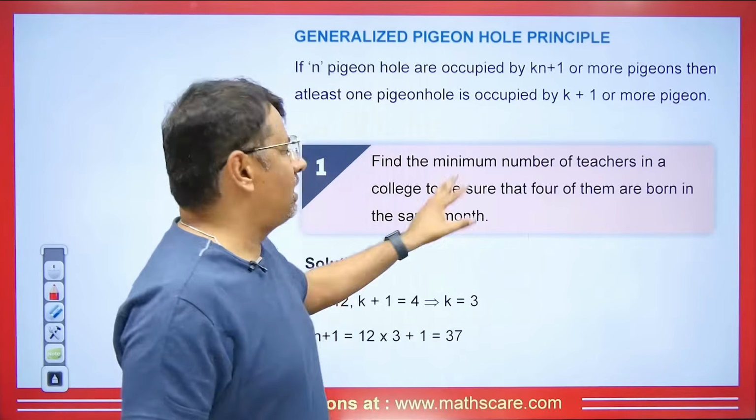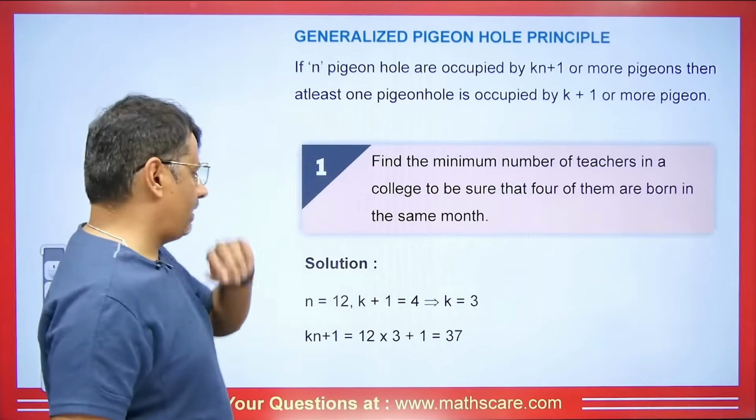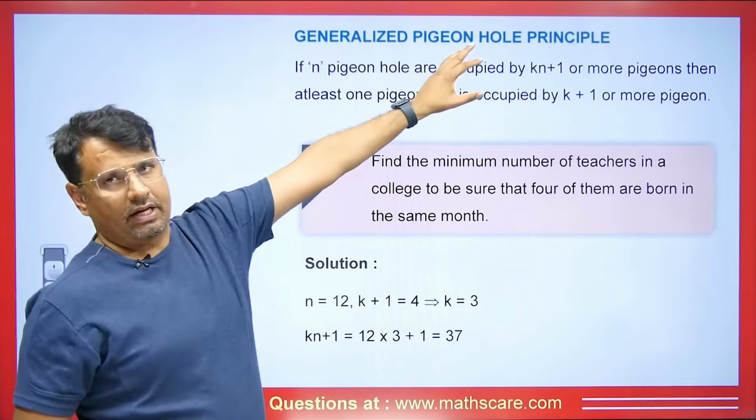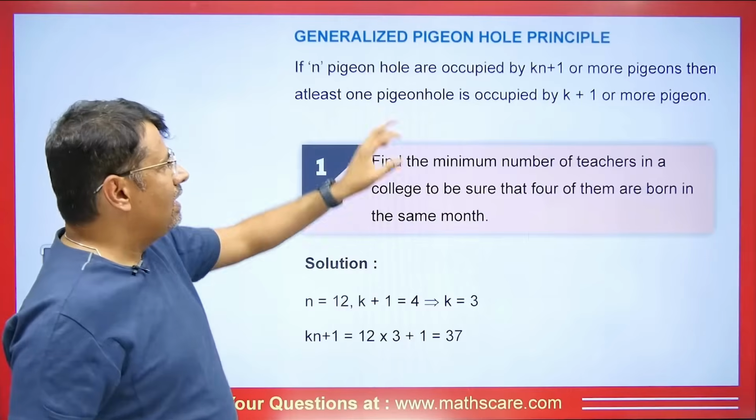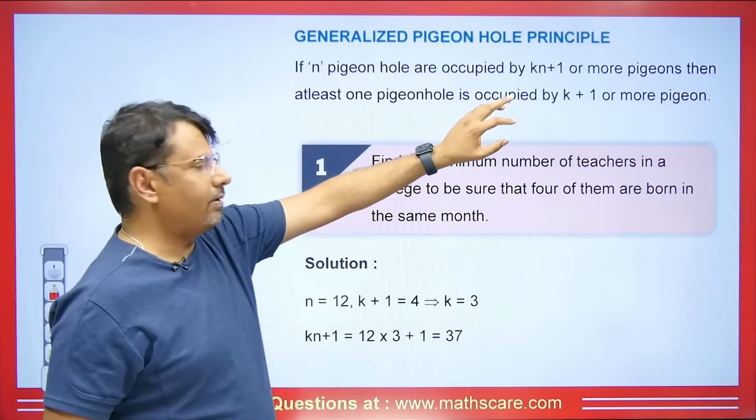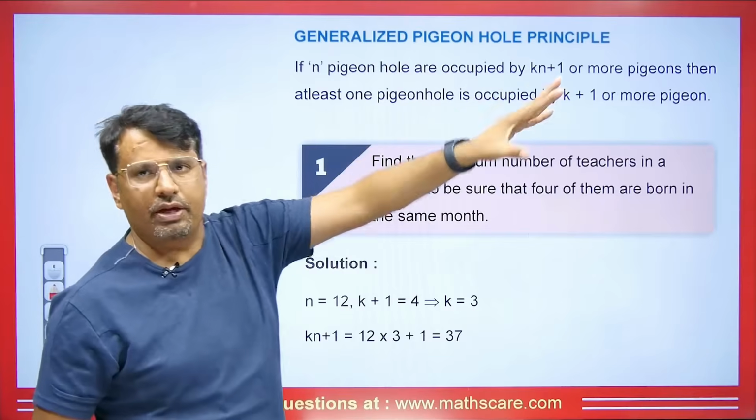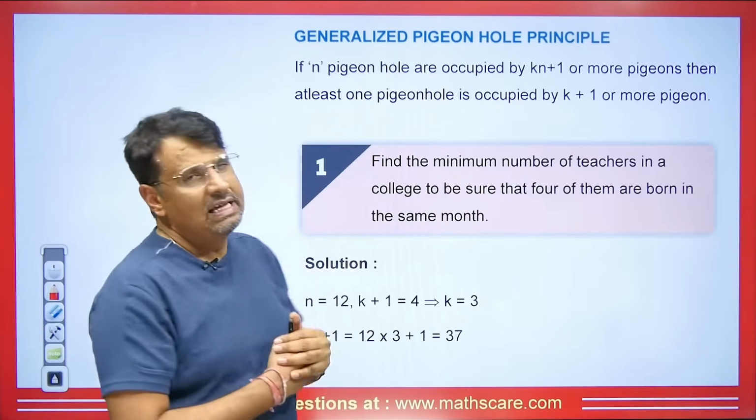So students, we will apply the same concept here also. First of all, be clear that we are talking about date of birth, right? So you can see that our concept is kn plus 1 here, and if we get to know the value of k and n, then we can easily solve with the use of the formula.